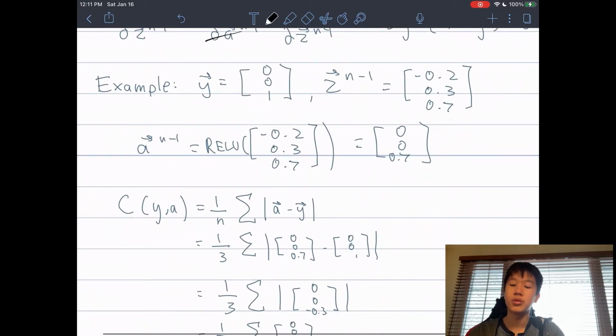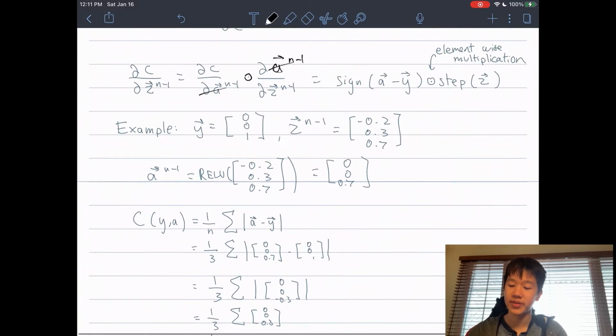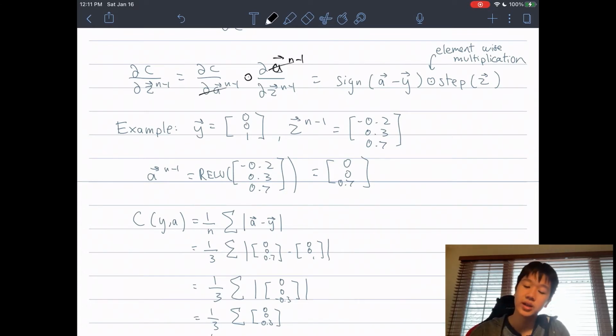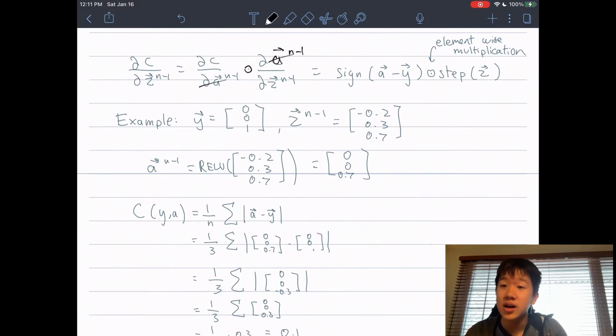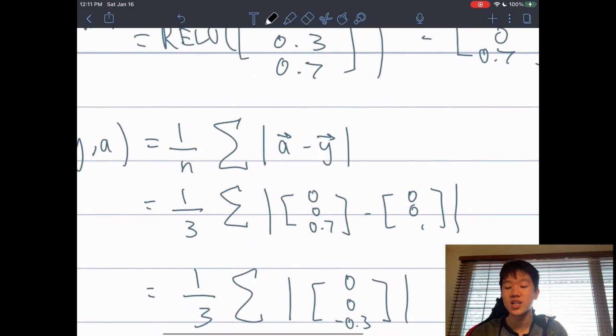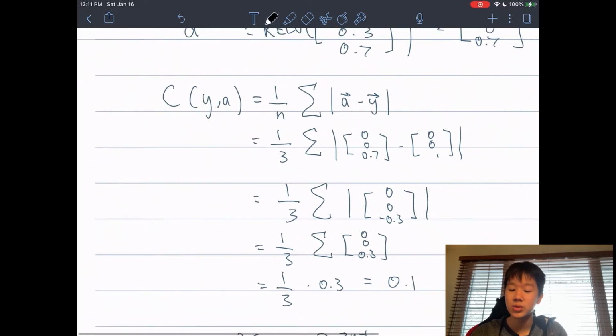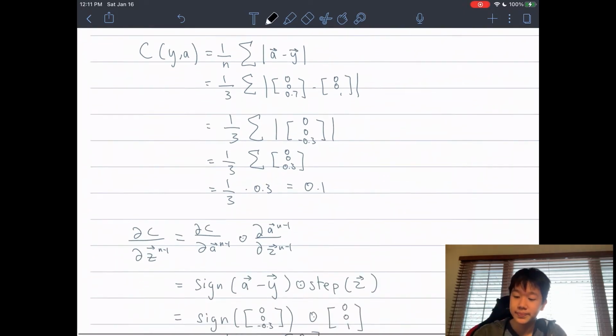So for an example, let's say I have y equal to [0, 0, 1], and then z^(n-1) is equal to [-0.2, 0.3, 0.7]. Then I will have that a^(n-1) is equal to ReLU of that, which gives me [0, 0.3, 0.7]. If I want to calculate the cost of this, I will have the mean absolute error, and it's going to give me 0.1.